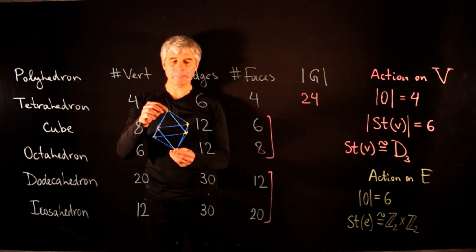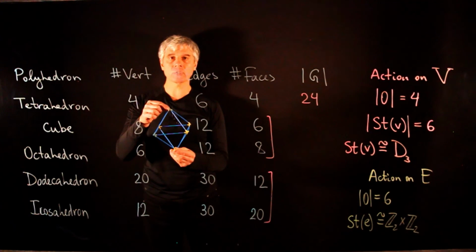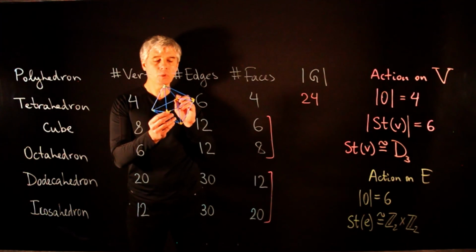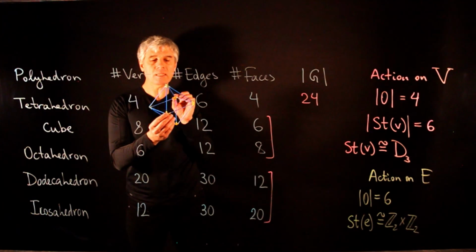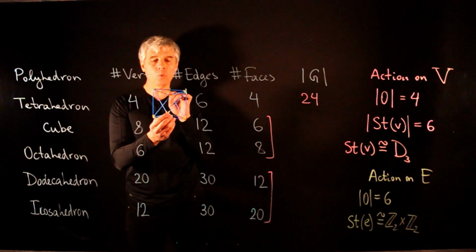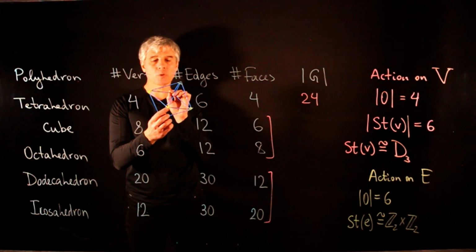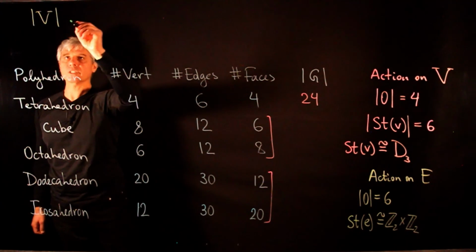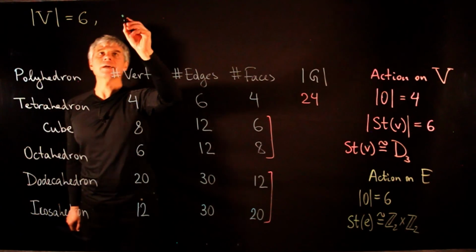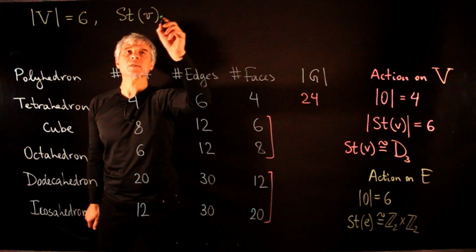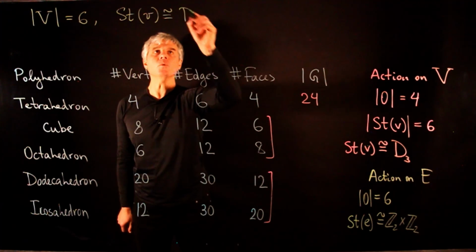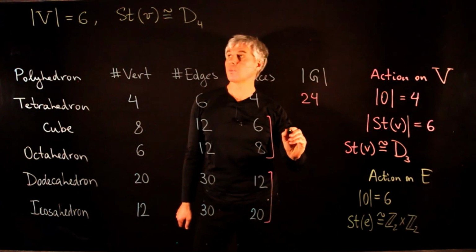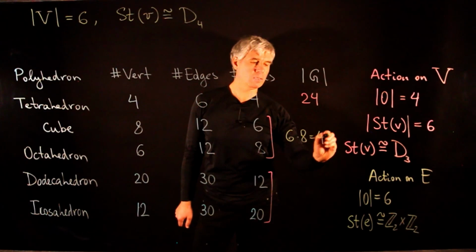Let us look at the octahedron now and consider the action on the set of vertices. For the octahedron, we have 6 vertices. And if we look at the stabilizer of the vertex, then we see that the stabilizer of a vertex is the group D4. So we have 4 rotations that will preserve this vertex. And we also have 4 reflections. So we get that the number of vertices, which is the length of the orbit, is equal to 6. And the stabilizer of a vertex is isomorphic to D4 and thus has order 8. And we get that the order of the symmetry group is 6 times 8, which is 48.